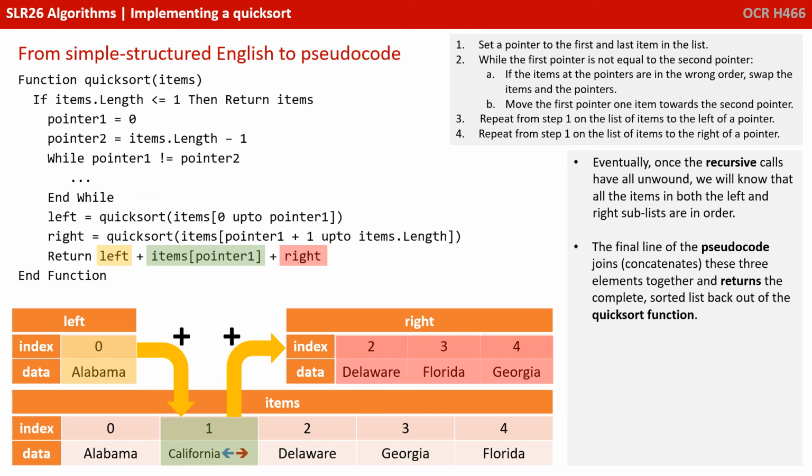Eventually, once the recursive calls have all unwound, we will know that all the items in both the left and right sublists are in order. The final line of pseudocode joins or concatenates these three elements together and returns the complete sorted list back out of the Quicksort function.